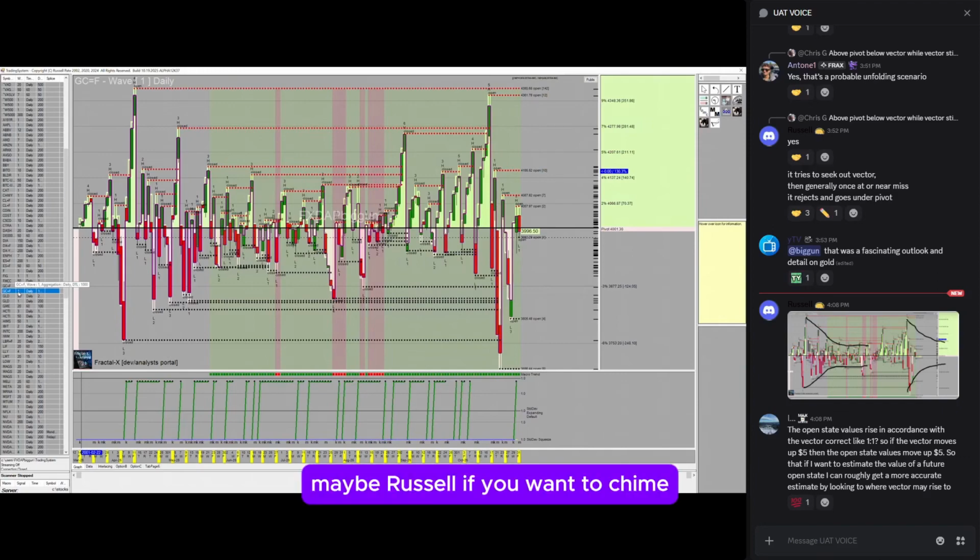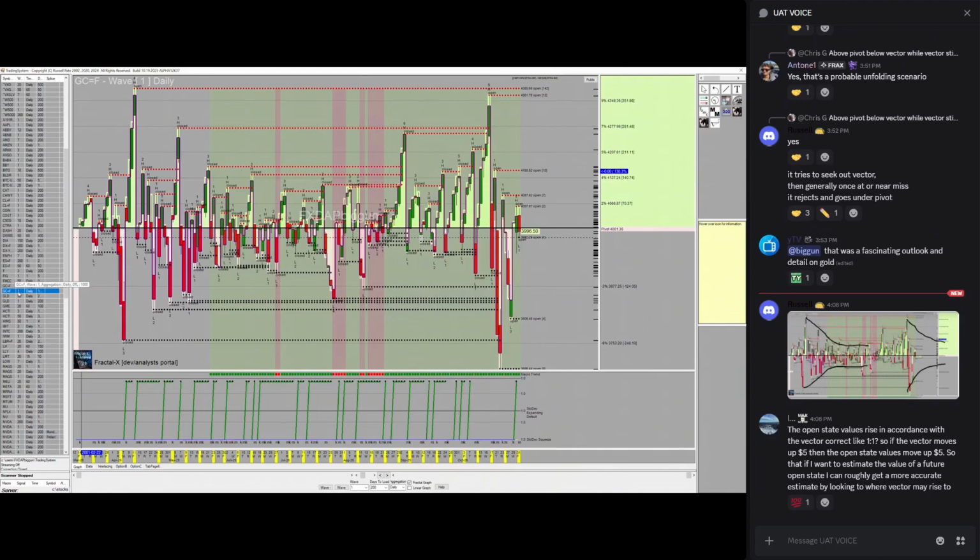Maybe Russell, if you want to chime in, speak on that, that would help. Yeah, the debt is a problem in the U.S. So until that gets under control, the metals and stuff will really continue to perform overall.